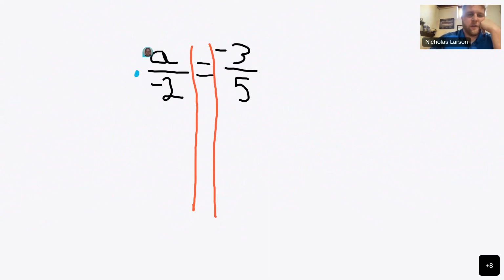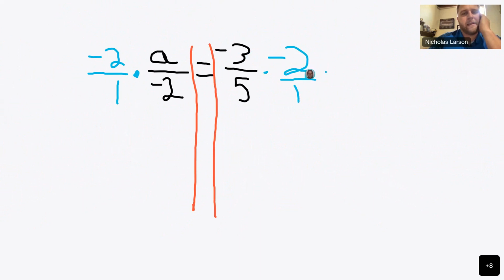To undo division, I need to multiply. So I'm going to multiply because it's a -2 on the bottom. I'm going to multiply it by -2. It's like -2/1. You don't necessarily have to draw that because anything divided by 1 is itself, but it makes it a little bit easier to look at. These numbers are going to cancel out. So all I'm left with is A.